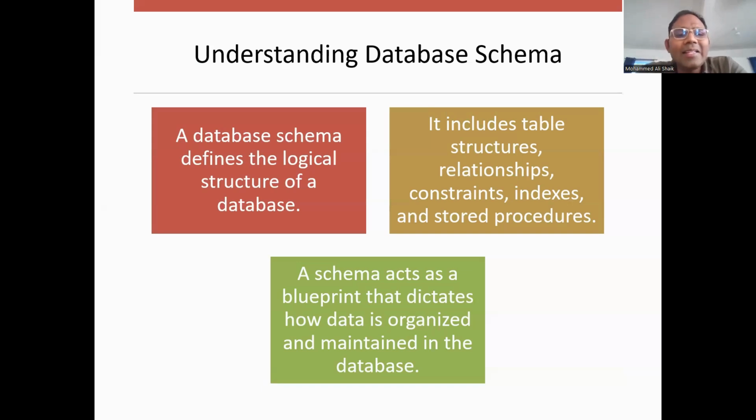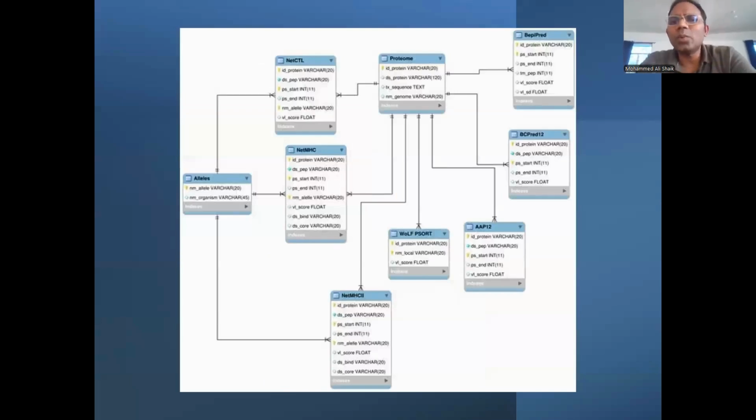A schema acts as a blueprint that dictates how data is organized and maintained in a database. So this is regarding the database schema. Here is one example of a database schema where we have a set of tables, and we have methods, attributes, etc. If you see, we have different types of tables, and they are connected. There is a relation between the tables, one-to-one, one-to-many, etc. So this is one example.